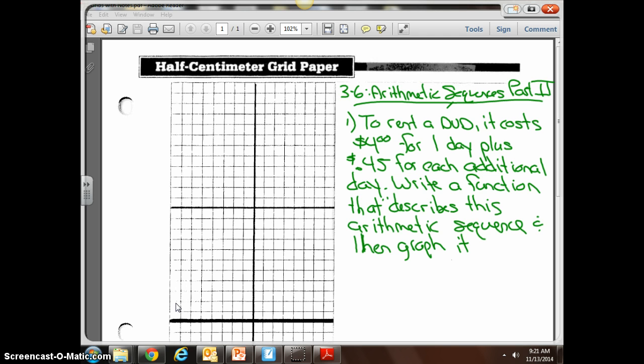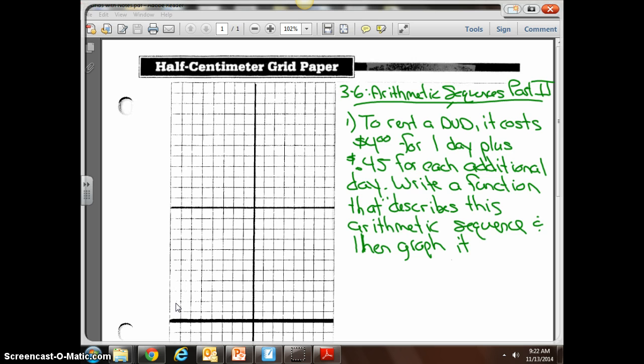We're going to write a function that describes this arithmetic sequence, and then we're ultimately going to graph it. So again, to clarify the problem, it costs $4 to rent the DVD for a full day, and for every day after that, it's going to cost you an additional 45 cents.